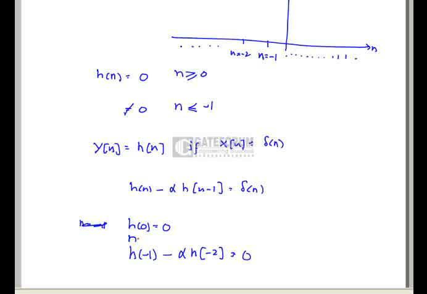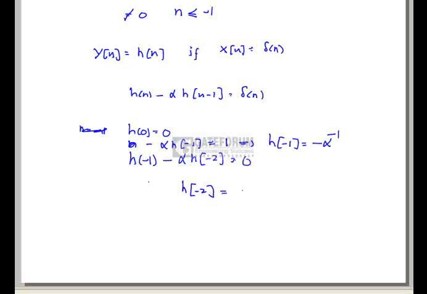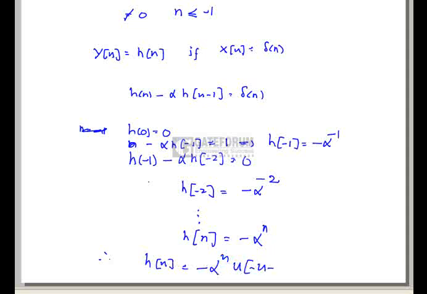h of 0 equals 0, hence alpha h of minus 1 equals 1, hence h of minus 1 equals minus alpha inverse. Similarly, h of minus 2 equals minus alpha to the power minus 2. See, h of n equals minus alpha power n, hence h of n equals minus alpha power n u of minus n minus 1.